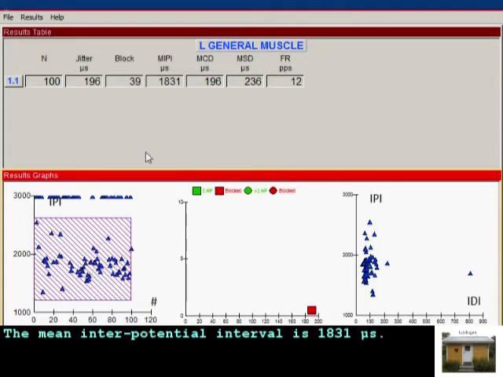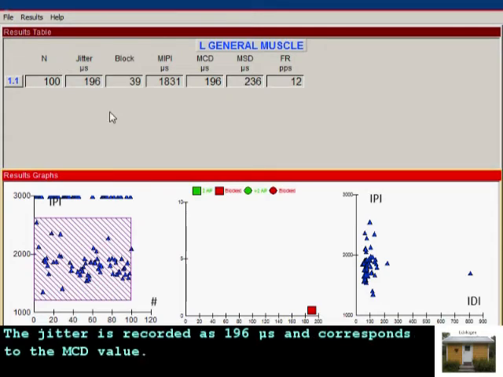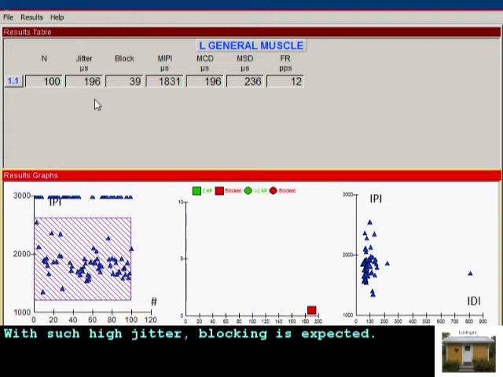The mean interpotential interval is 1831 microseconds. The MCD is 196 and MSD is 236 microseconds. The jitter is recorded as 196 microseconds and corresponds to the MCD value. With such high jitter, blocking is expected. In this recording, 39 sweeps had blocking.